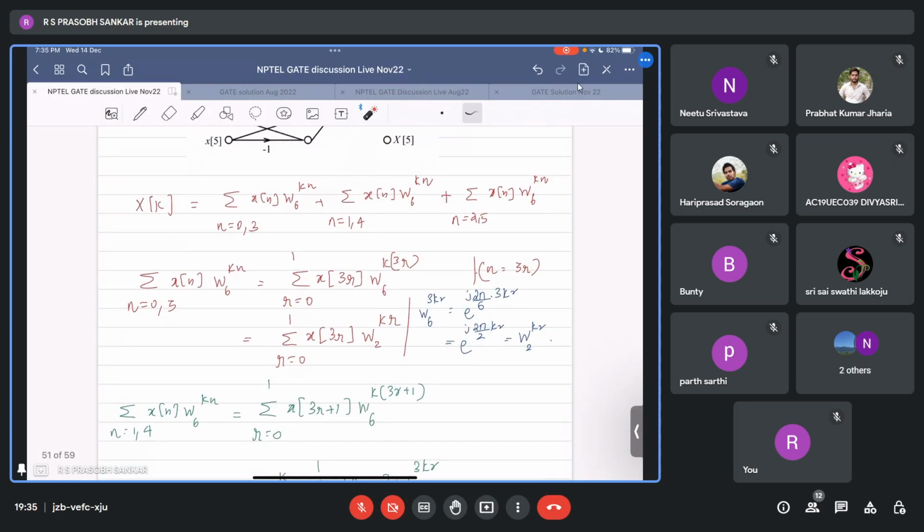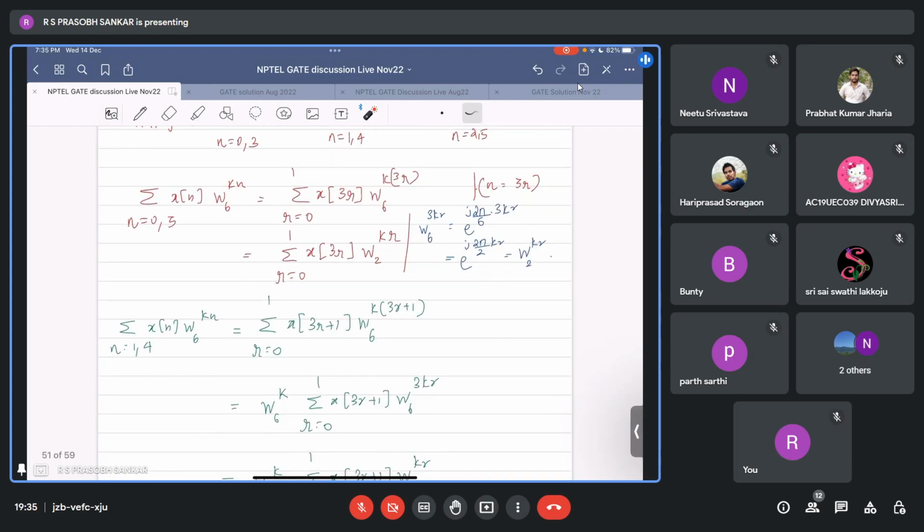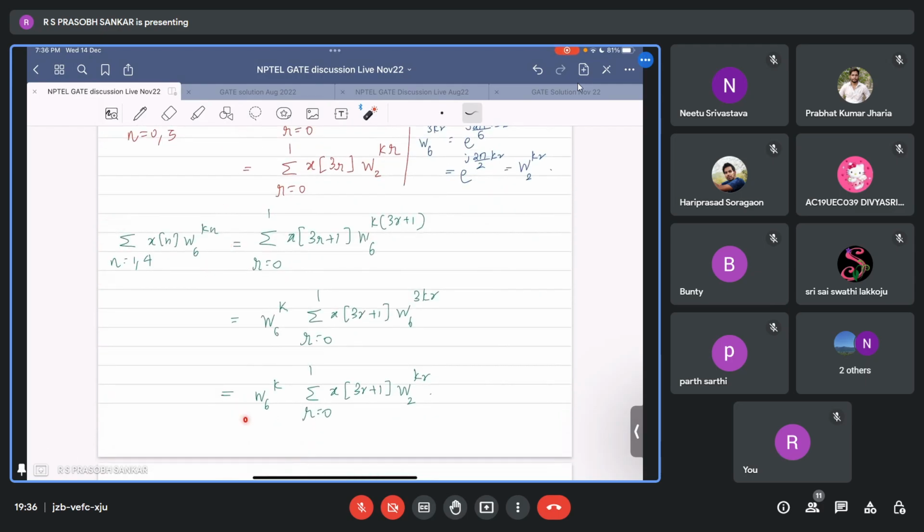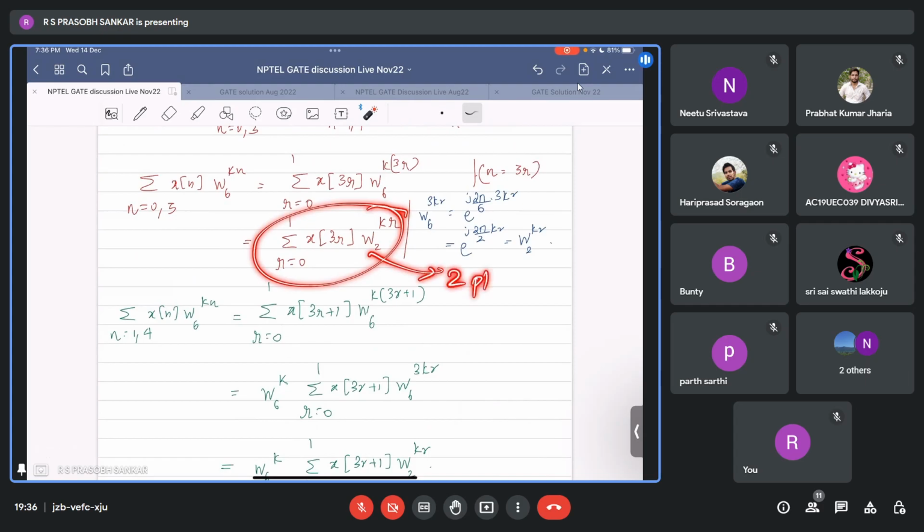Now coming to the second term. Again, this is similar. Summation over n in 1 and 4 of x of n W6 raised to kn can be written as summation from r equal to 0 to 1 of x of 3r plus 1 W6 raised to k times 3r plus 1. Just like we replaced n with 3r, here we write 3r plus 1. If we simplify, this is W6 raised to k times summation r equal to 0 to 1 of x of 3r plus 1 W6 raised to 3kr. Again, this is W2 raised to kr. So this is W6 raised to k times summation r equal to 0 to 1 of x of 3r plus 1 W2 raised to kr, and this is basically the 2-point DFT of x of 1 and x of 4. Similarly, the earlier term is basically the 2-point DFT of x of 0 and x of 3.